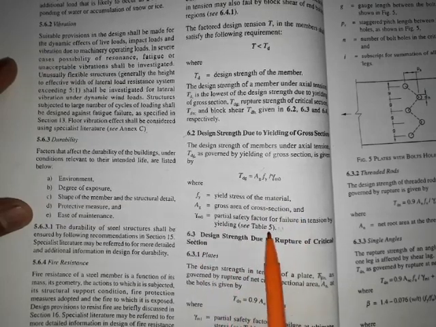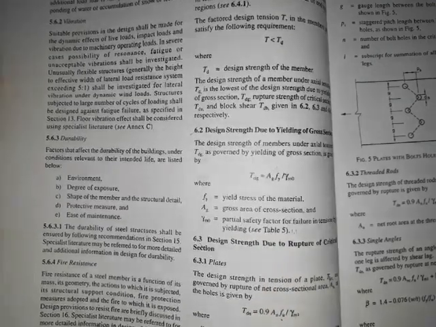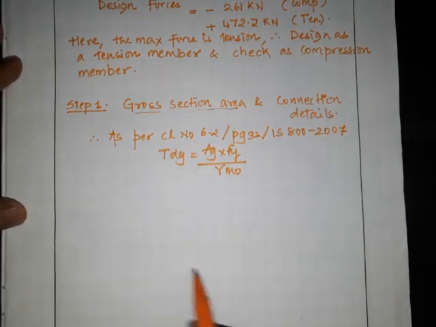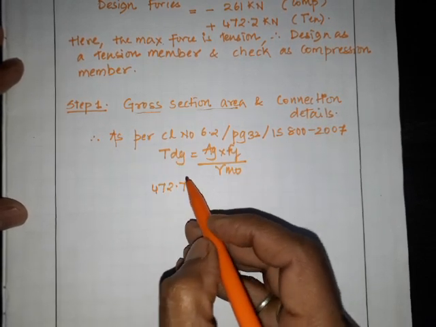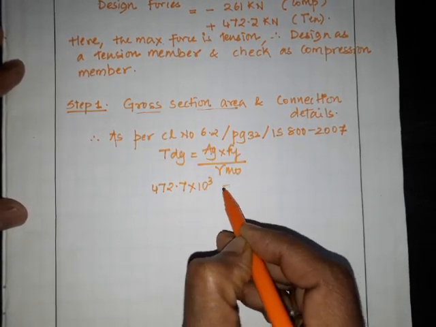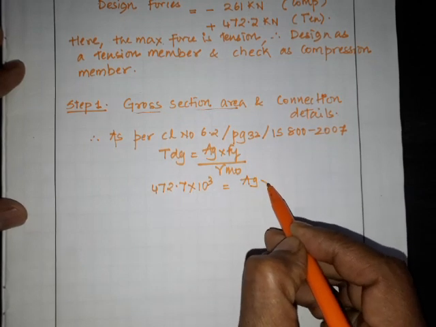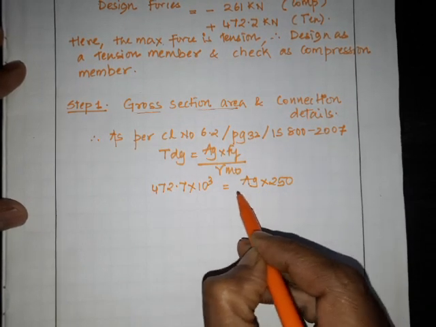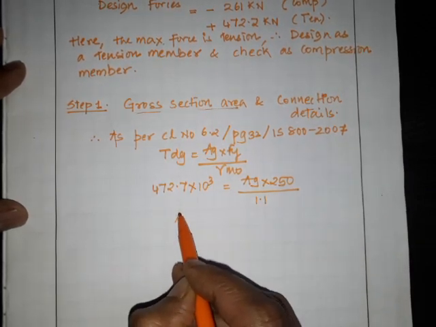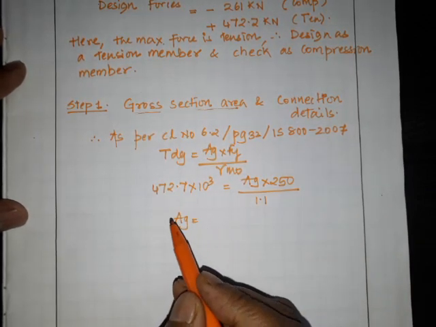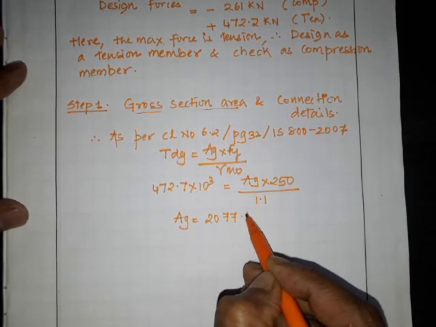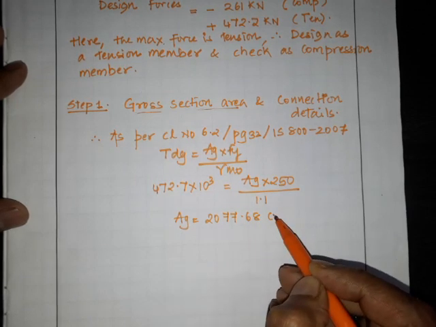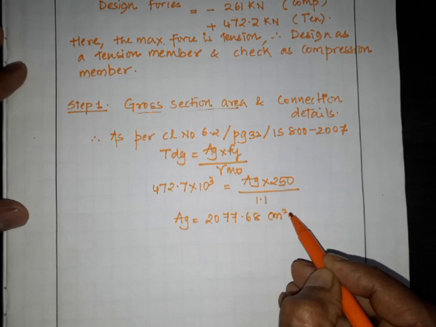Okay. You will get it from table number 5. It is mentioned here. So you have to refer this clause number. So TD is nothing but the tension force, 472.2 into 10⁻³ is equal to Ag into Fy is 250, gamma m naught is 1.1. So from this you have to find out Ag, what is the gross area. So we get here it is 2077.68 mm square.